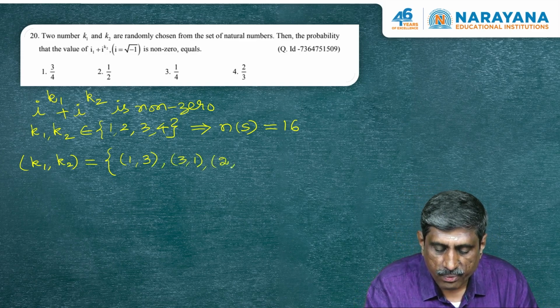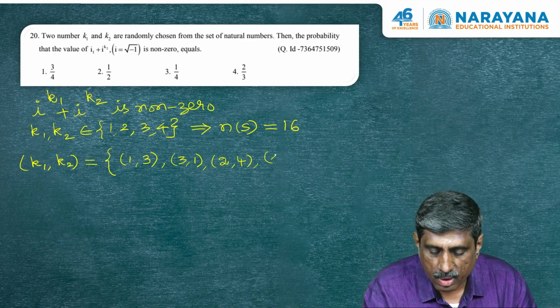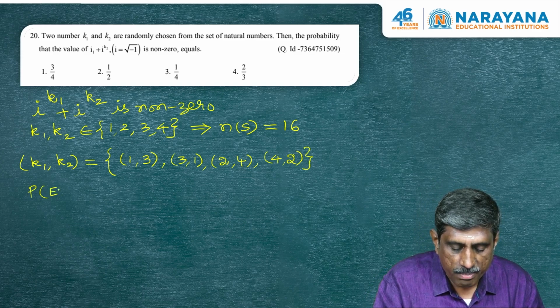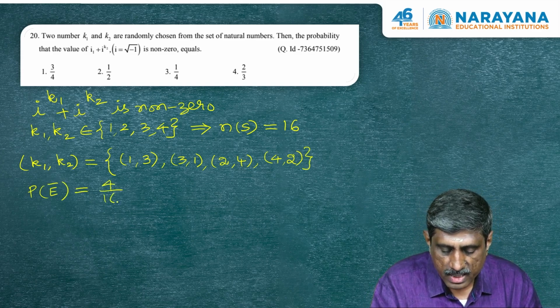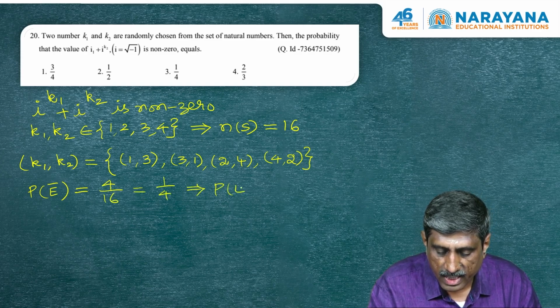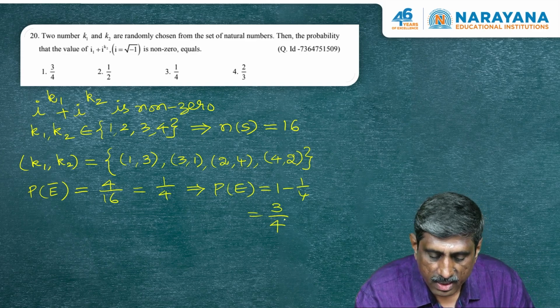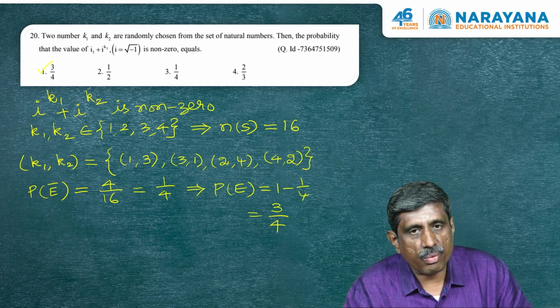Again 2 comma 4 combination, which is i square plus i power 4 is going to become 0. 4 comma 2 is another combination. In these cases only it will become 0. Therefore, the probability of E bar, the complementary event, is going to become 4 by 16, which is 1 by 4. So, the required probability P of E non-zero is 1 minus 1 by 4, which is 3 by 4. So, the required probability is 3 by 4. Option A is the correct answer, which is question number 20.